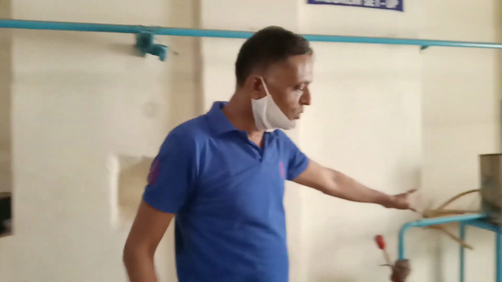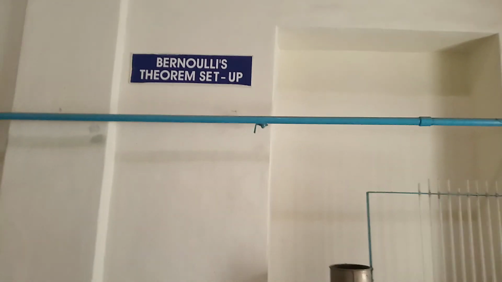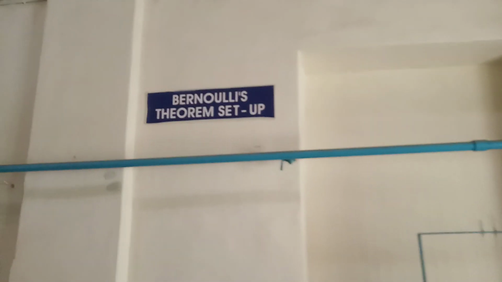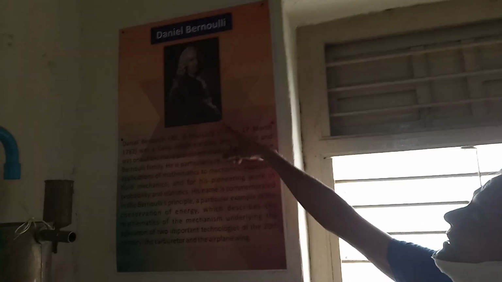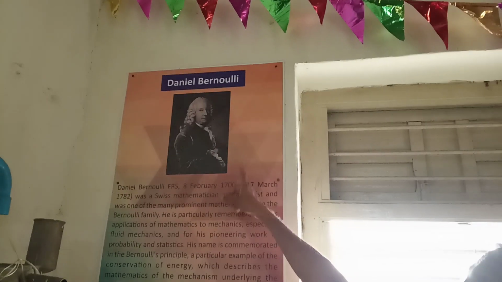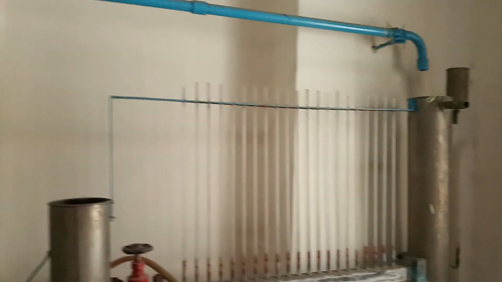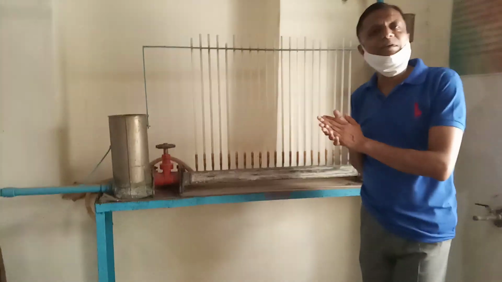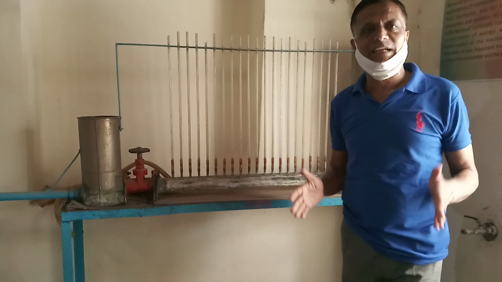Then we come to one very important and very basic experimental setup. You can just have a look at that. It is Bernoulli's theorem. You can see the photograph of Daniel Bernoulli, who is the pioneer who gave us this theorem. Bernoulli's theorem is based on the principle of conservation of energy, Shakti Sanrakshana Niyam, which you might have come across in our basic sciences. Energy can neither be created nor destroyed. The total energy in the universe remains constant. That is what we know.